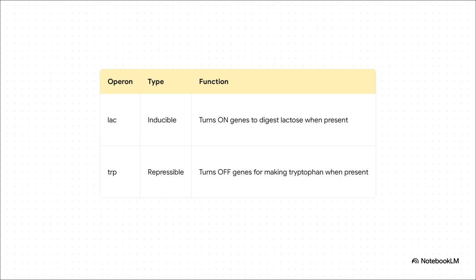Then you have the trp operon, which is repressible. It controls the genes for making the amino acid tryptophan. If the bacteria can just grab some tryptophan from its environment, it shuts the whole factory down. Why build something you can get for free? It's pure, simple, economic logic.